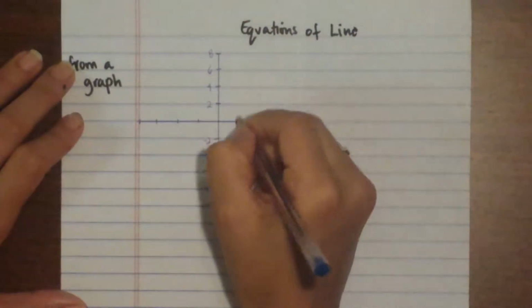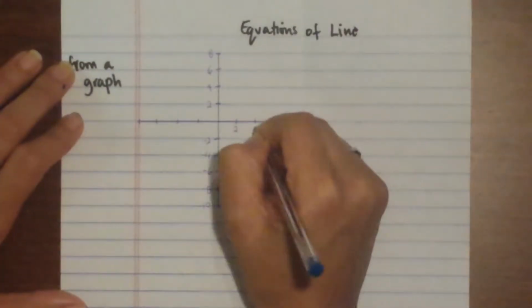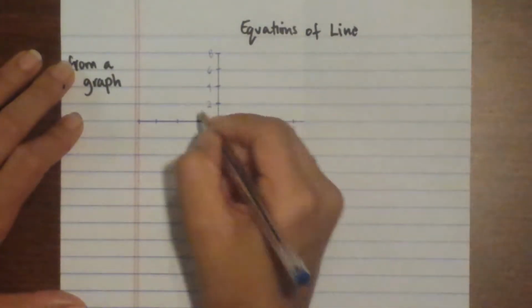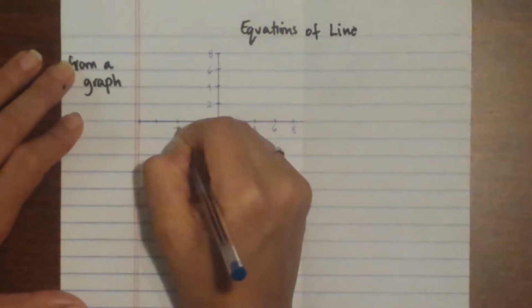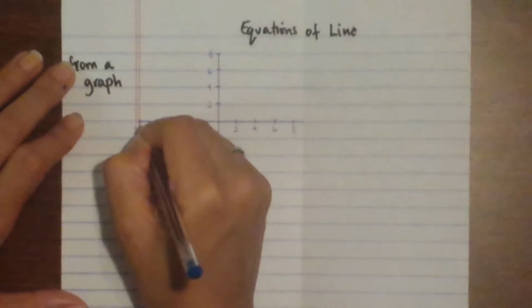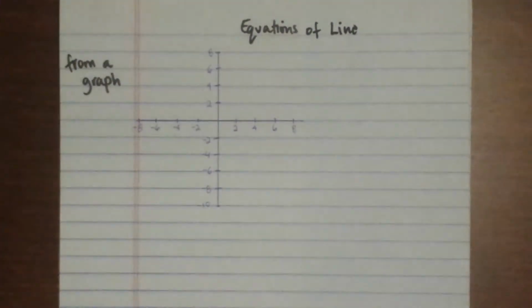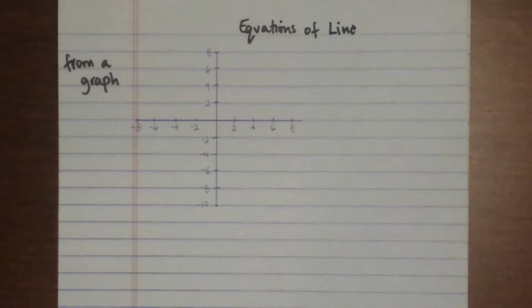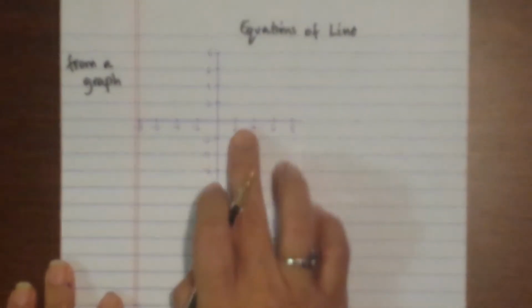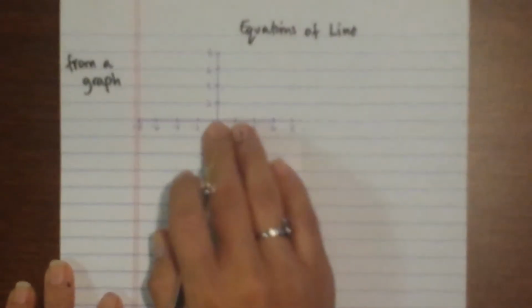Alright, and then let's go up in twos as well: 2, 4, 6, 8, -2, -4, -6, -8. It's just going to be a rough approximation, so don't worry about getting it completely exactly right. Just make sure that your distances are pretty much the same, so that distance is that distance.